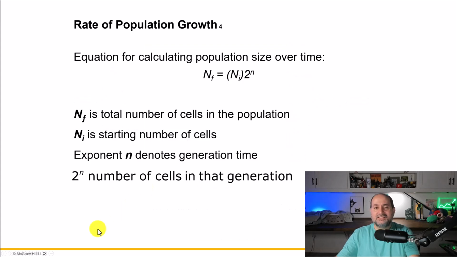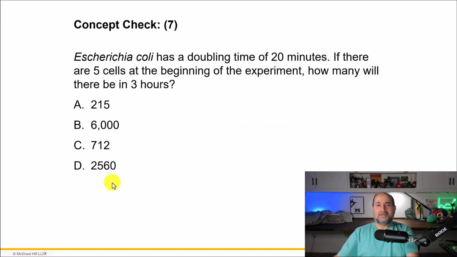And again, this is the equation for the rate of population growth, where NF is the total number of cells in the population, Ni is the starting number of cells, and then you multiply that by 2 to the power of n, where n denotes the generation time. This is the equation for determining total number of cells in a population. And with that, it leads us to concept check number 7.